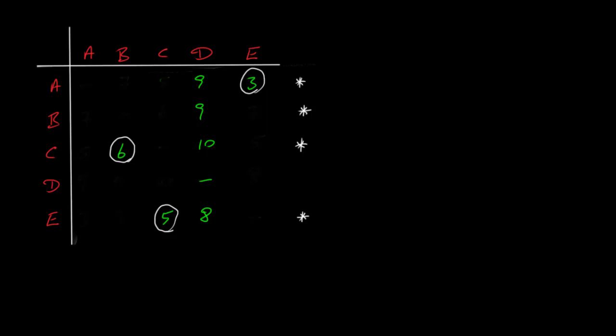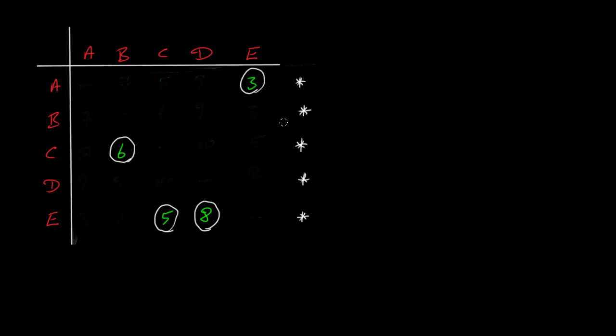And now I'm going to look at the starred rows and find the minimum weight in those rows. So I've got a 9, a 9, a 10 and an 8. The 8 is the smallest one, so I'm going to circle that one. That's in column D, so I'm going to star row D, and delete the remaining numbers in column D. So we're finished now. We've used all the vertices. All I've got to do now is draw the minimum spanning tree.